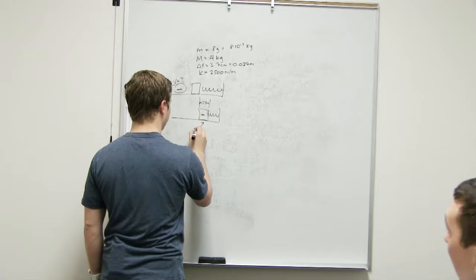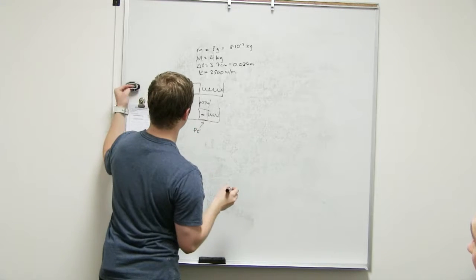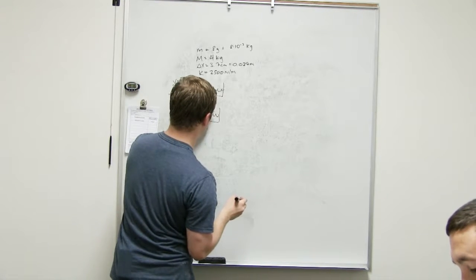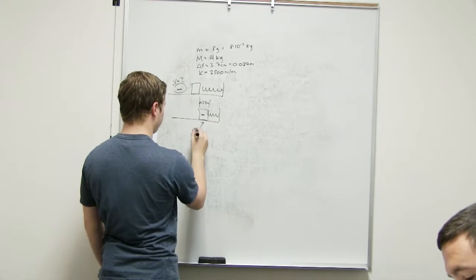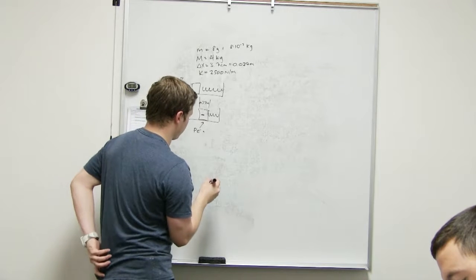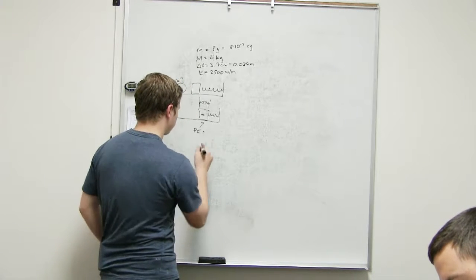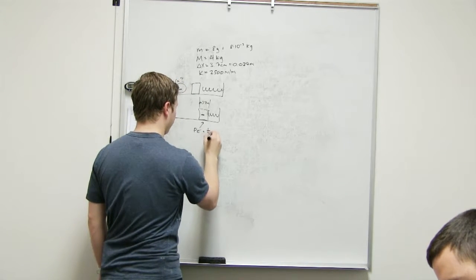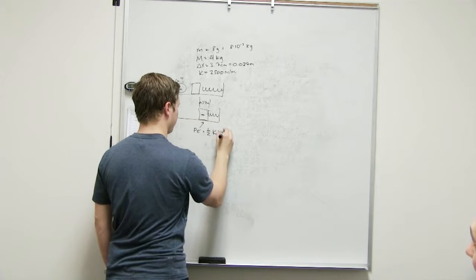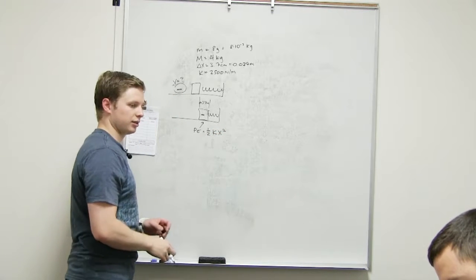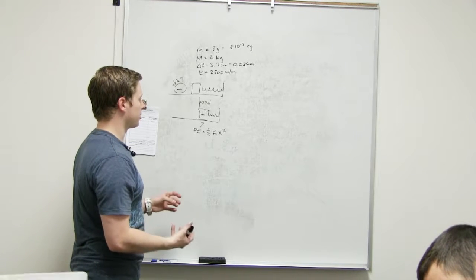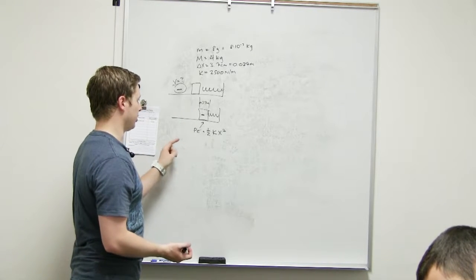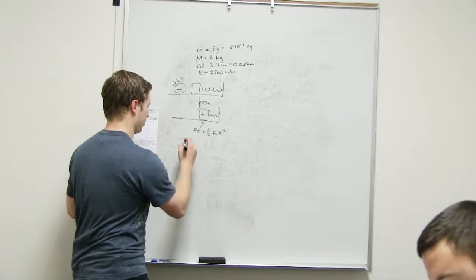Right, so at the final position, it's totally compressed, so it's all potential energy. So we're going to use potential energy with a spring, which is 1/2 the spring constant times the change in distance squared. And that's going to be the total energy of this whole thing. So I would solve for that first.